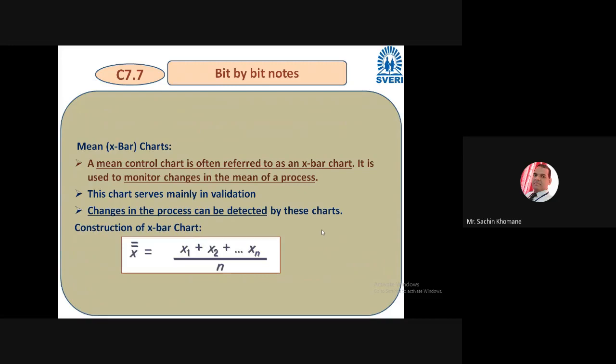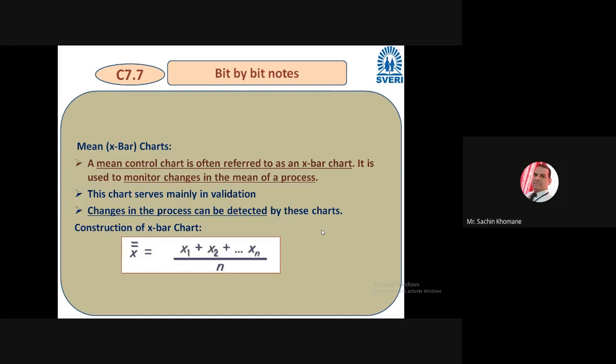So the mean control chart is often referred to as an x bar chart. Mean chart means x bar chart. It is used to monitor the changes in the mean of the process. When to use the x bar chart? Whenever you want to monitor, or observe the changes in the mean. Okay, so that time you have to use the x chart.